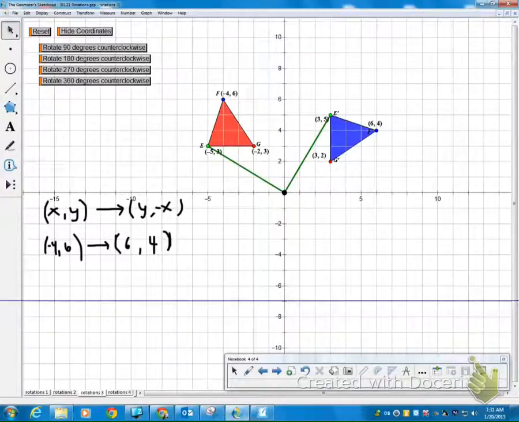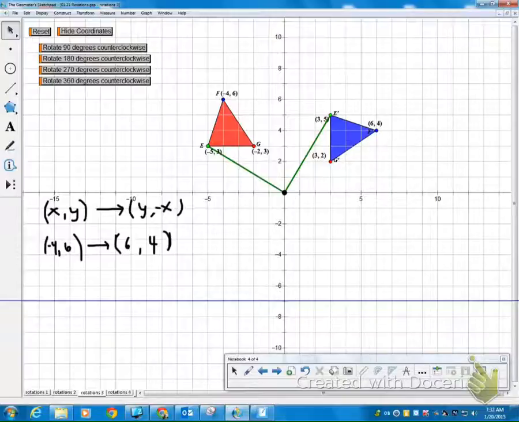So rotations can be a little tricky because you have to make sure they're not reflections, and what's going to give that away is looking at your motion rules. So with a 90 and a 270, our x and y coordinates will flip. With a 90, your y changes signs. With a 270, your x changes signs. Then with a 180 degree, the x and y stay the same, but the signs flip on both coordinates.